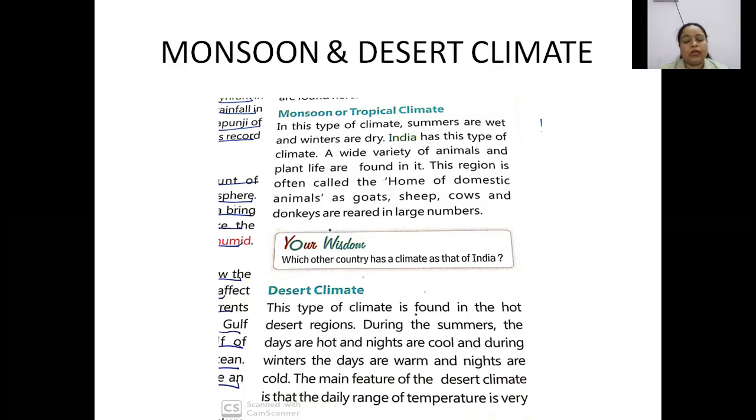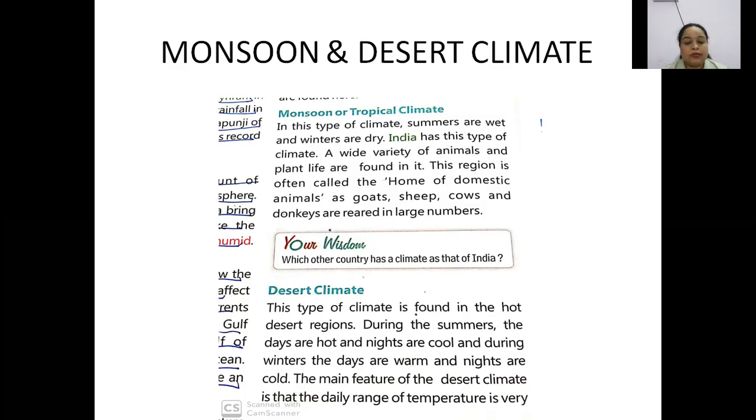Okay. The next important type of climate is the desert type, like in Africa, where there are deserts. In India also we have desert, but not all over India. India has a monsoon type of climate. Now we will study about the desert type of climate. This type of climate is found in hot desert regions. Wherever there is desert, this type of climate is found.